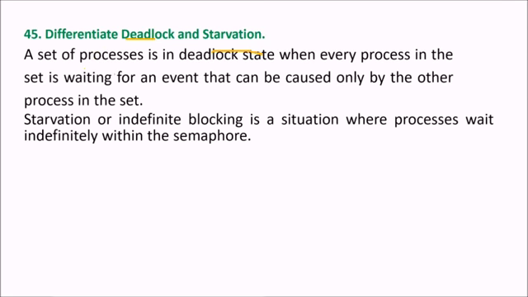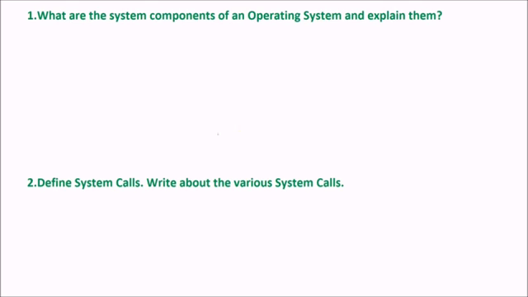Now define or differentiate deadlock and starvation. The words seem very much related, but they are different. A set of processes is in a deadlock state when every process in the set is waiting for an event that can be caused only by another process in the set. But starvation, or indefinite blocking, is a situation where a process is waiting indefinitely within the semaphore, or waiting for some other process to complete, which is not completing.